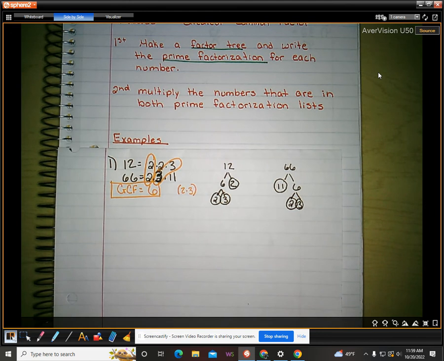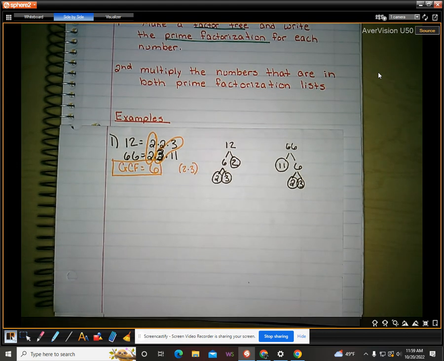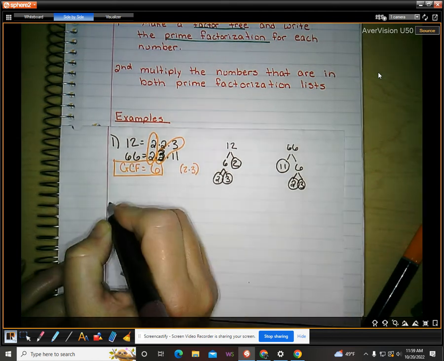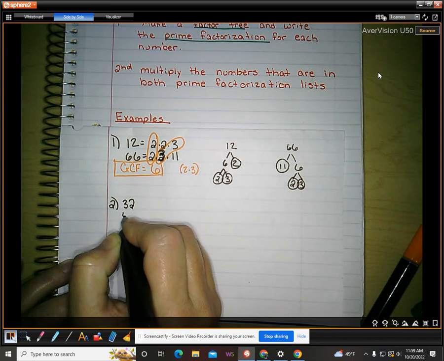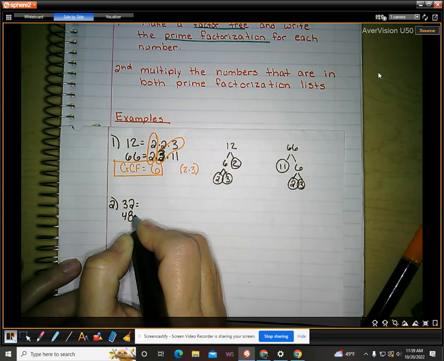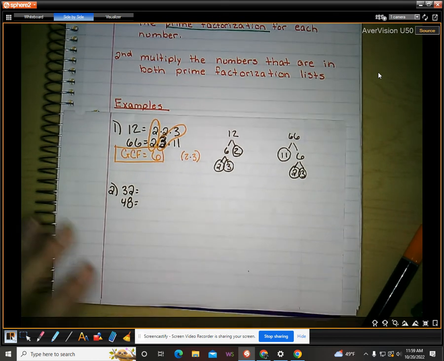Okay? We're going to do another one like this before I show you a comparison between this method and probably the method you were taught in elementary school. Okay? All right. We are going to find the greatest common factor for 32 and 48. So we're looking for the biggest number that can divide into both of those.